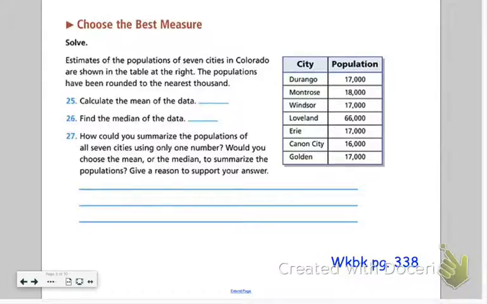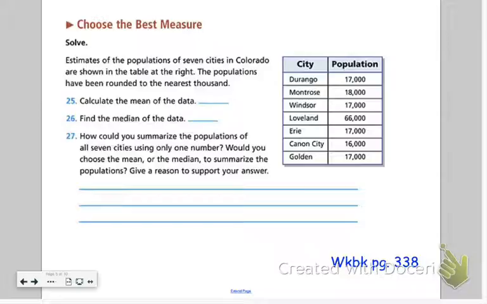Okay, it says, estimates of the populations of 7 cities in Colorado are shown in the table at the right. The populations have been rounded to the nearest 1,000. We're going to calculate the mean of the data, and then we're going to find the median of the data. So let's start with the mean.